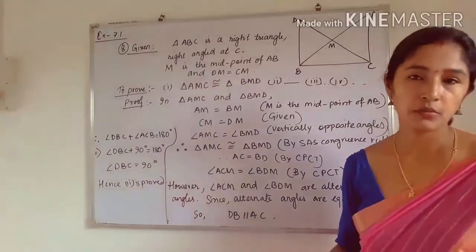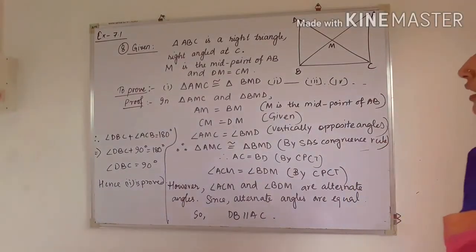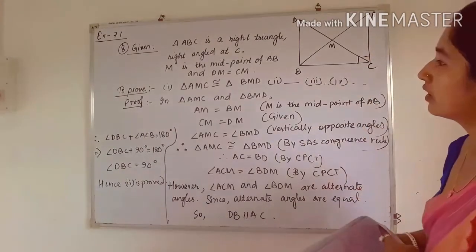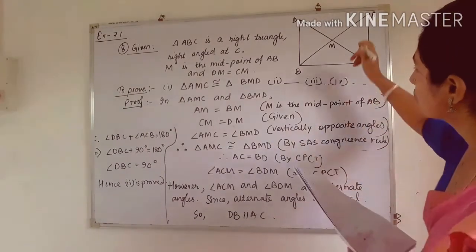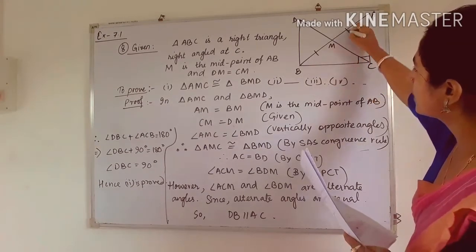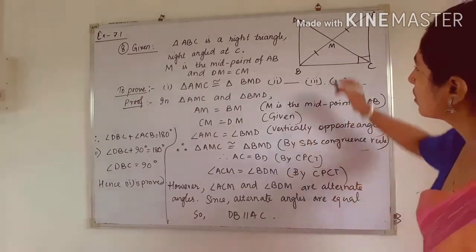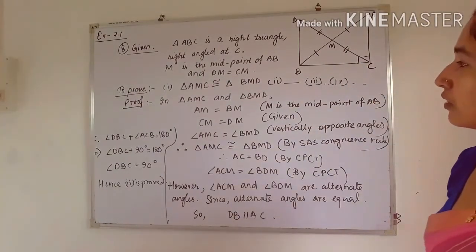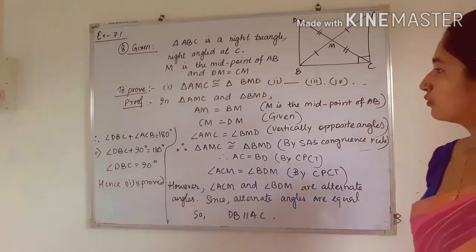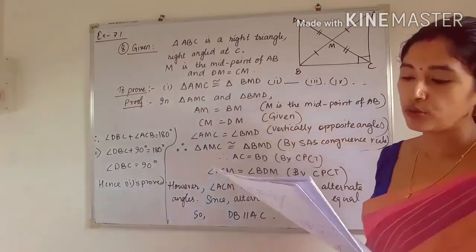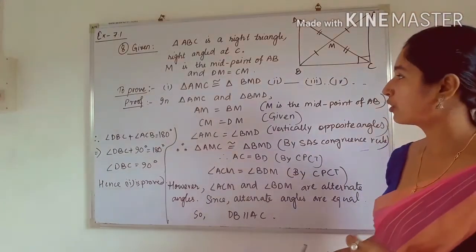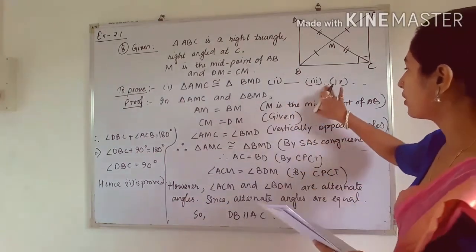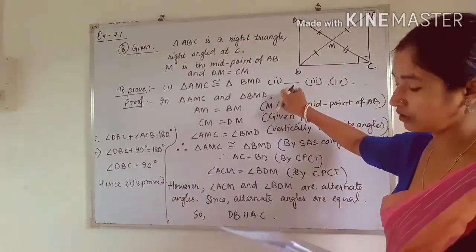The first question is question number 8. What is given? Triangle ABC is a right triangle, right angle at C, that means this is 90 degrees. M is the midpoint of AB, that means this side is equal to this side. DM is equal to CM, that means this side is equal to this side. Now to prove, there are 4 points. The first point I have written, and the rest of the points you have to write. Try to fill these up; it is given in the book.